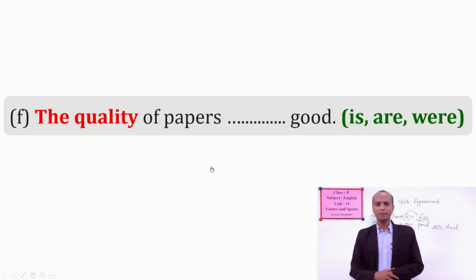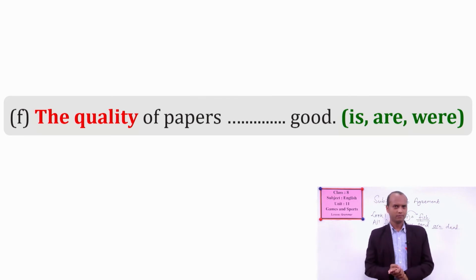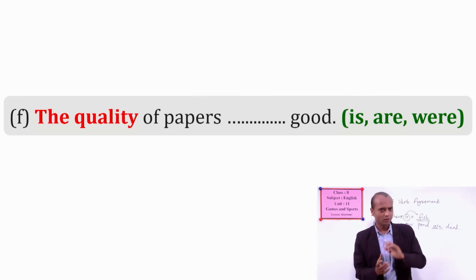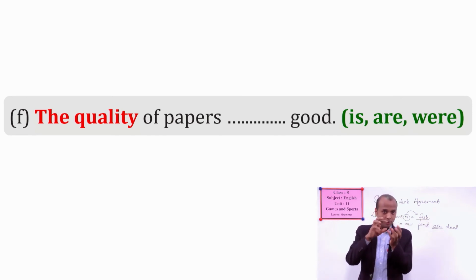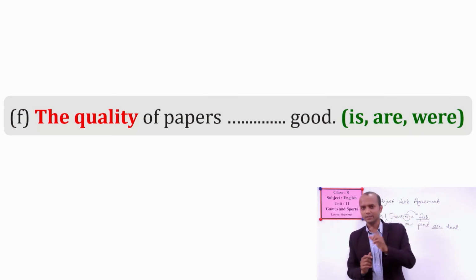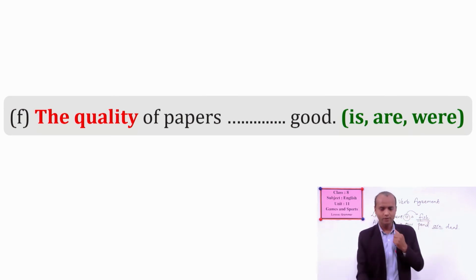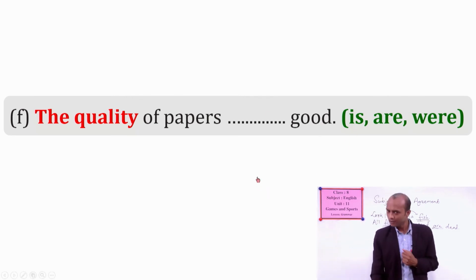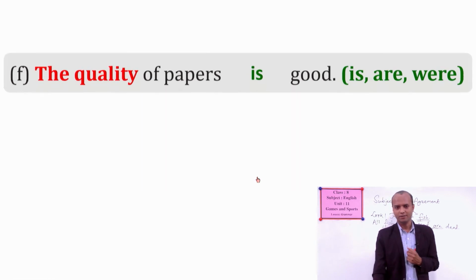The quality of papers, blank space, good. What are your options? Is, are, or were. Which do you think is the right answer? Okay, the quality of papers. Look, papers, many, you see. But what is the qualifying word? The quality. It means one. That's why, what is your answer? Yes, it is. Is. Very good.